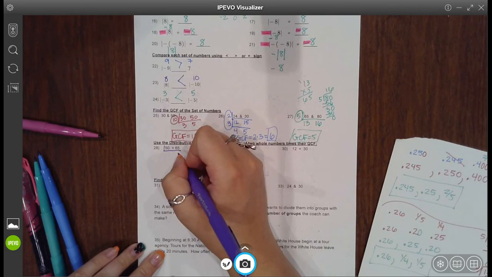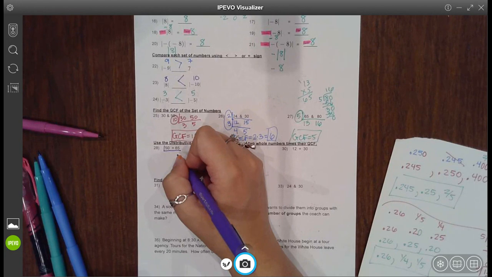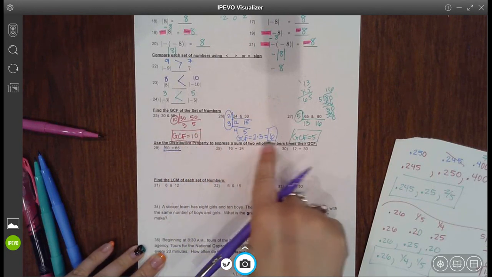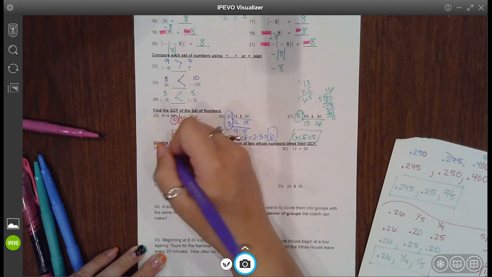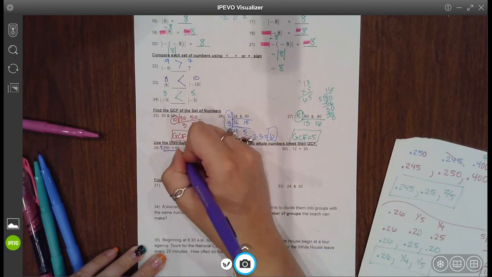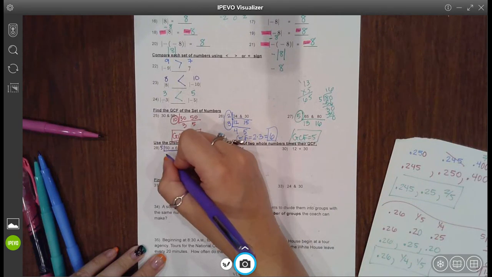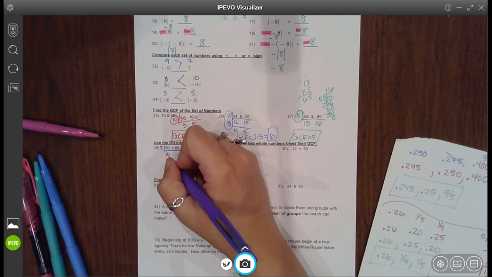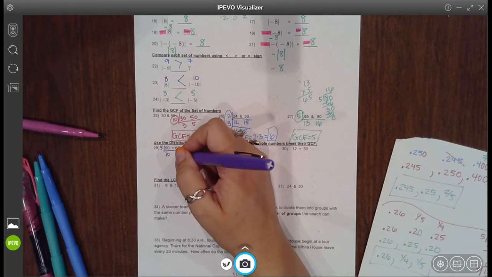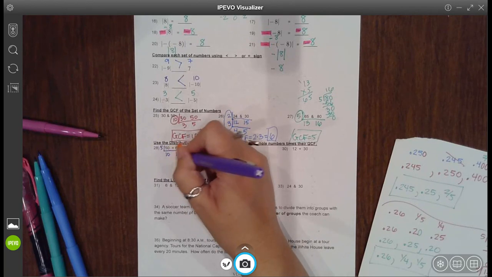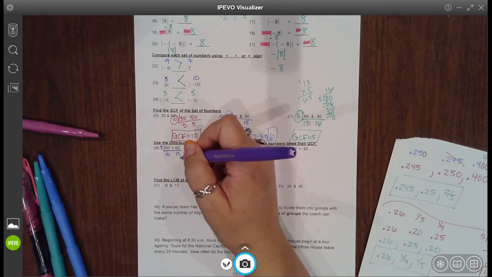And for those of you that the ladder method is new to you, you're going to see why I like it so much, especially for these types of problems. So helpful. Okay, 5 can go into 50 and 65, and 5 times 10 is 50, and 5 times 13 is 65. Nothing can go into both 10 and 13, so I'm done.